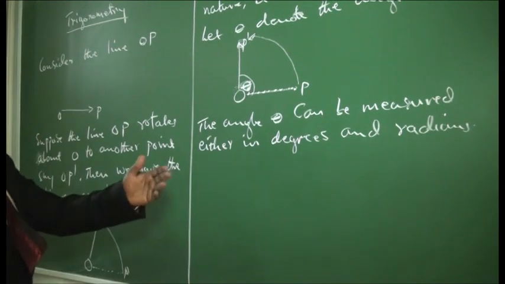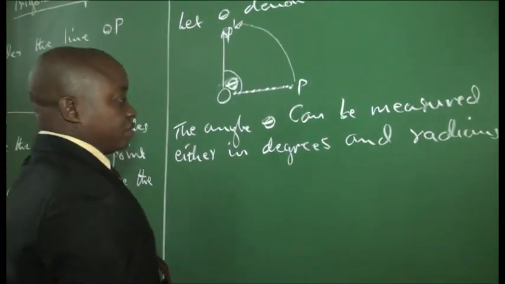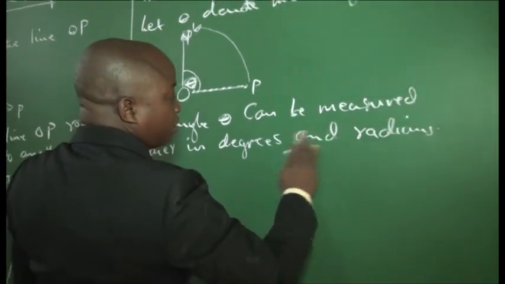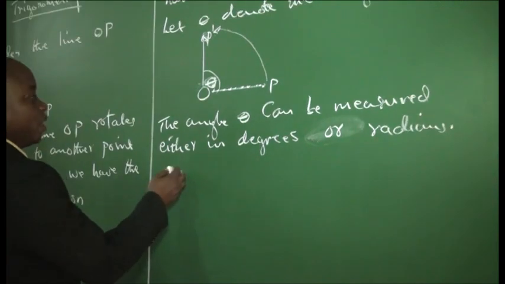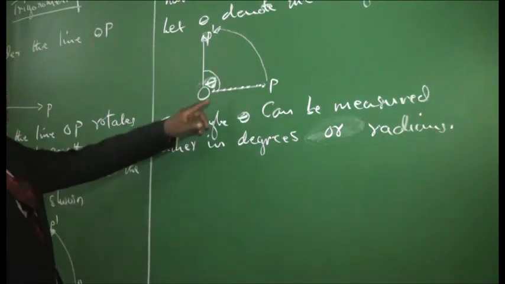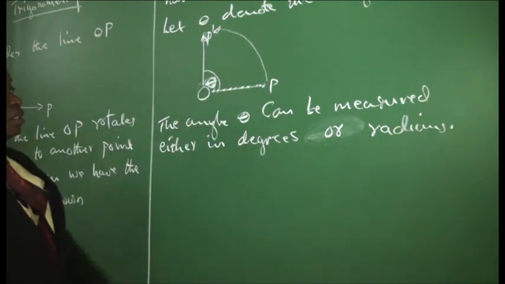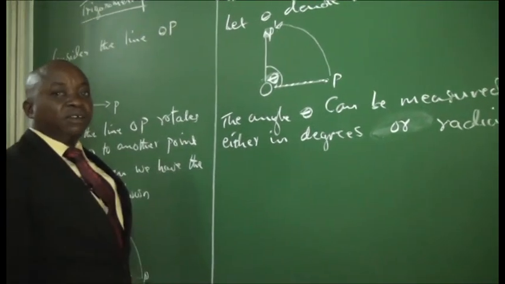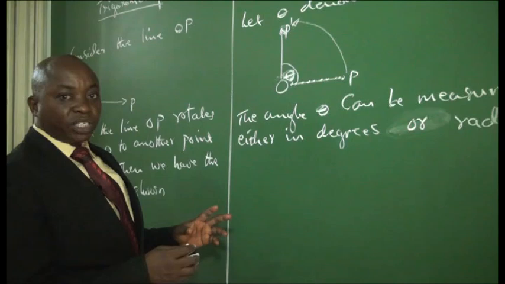So the angle theta can be measured either in degrees or in radians. When a line rotates from the starting point and back to the starting point again, we say that it has rotated 360 degrees, which forms a complete circle.